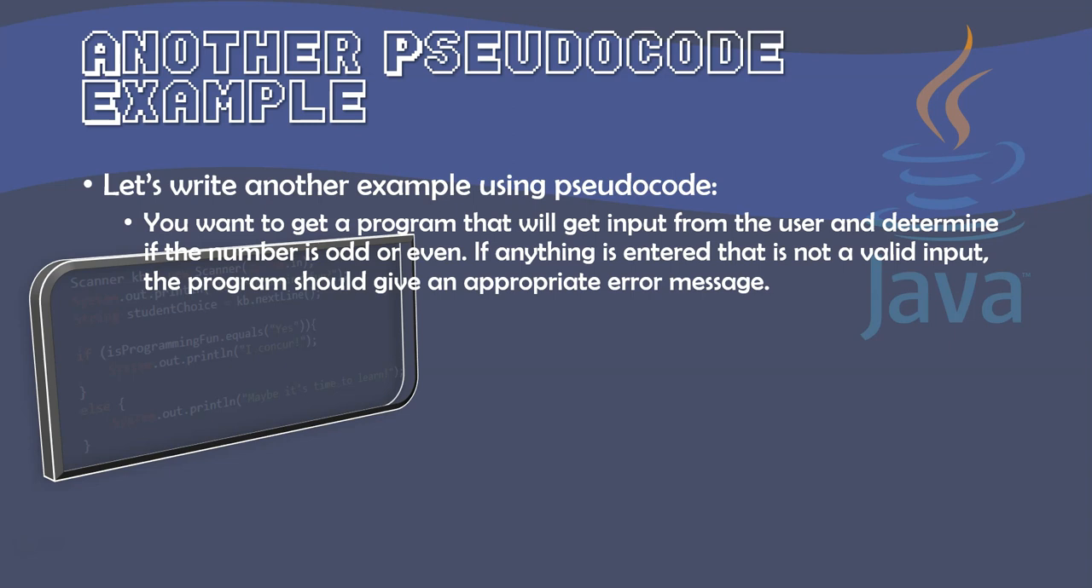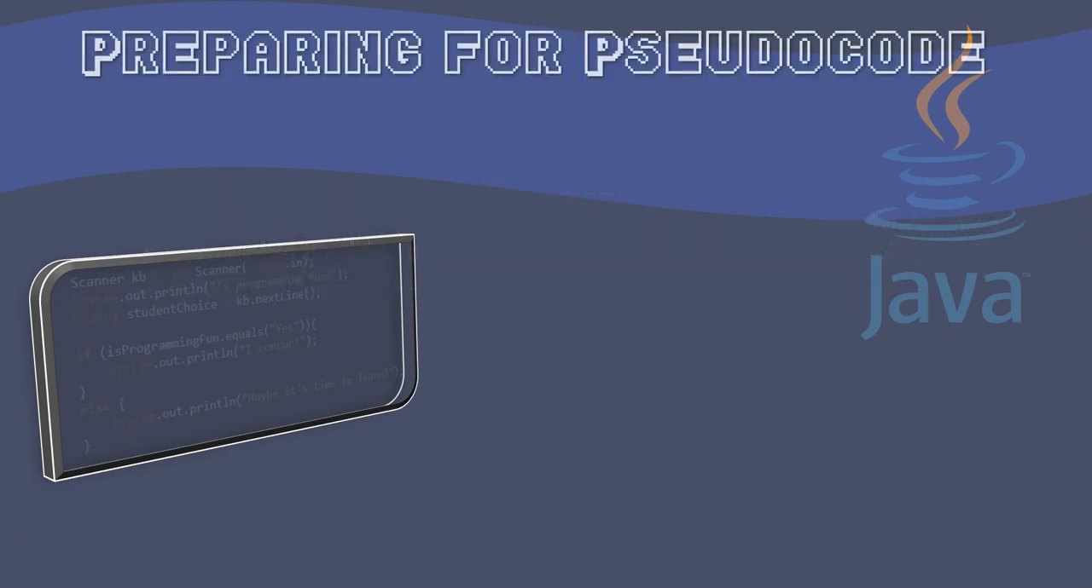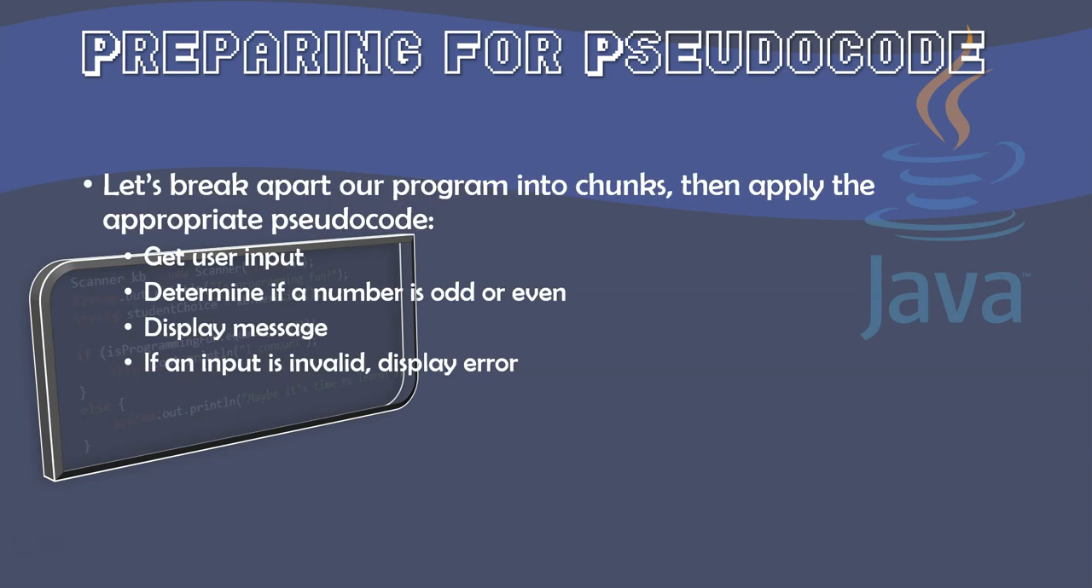So let's say we have a program that wants to get input from the user to determine if a number is odd or even. If anything entered is not a valid input, the program should give an appropriate error message. So let's prepare that scenario for some pseudocode. If we break our program apart into chunks, then we can apply the appropriate pseudocode. So we have to get user input. We determine if a number is odd or even. We probably should display a message determining whether it's odd or even. And if an input is invalid, we're going to display some kind of error message.